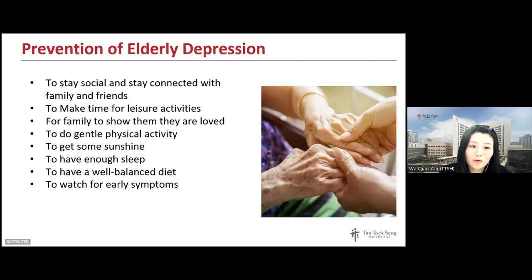And also need to have enough sleep. For the elderly, sometimes it's very difficult to sleep. So make sure the room is very quiet and very dark, then it's easier for the elderly to fall asleep. It's also very important to have a well-balanced diet. And the last one is very important: watch for the early symptoms. If you have early symptoms, you need to go to the hospital to consult the doctors, and then they will give you more treatment.